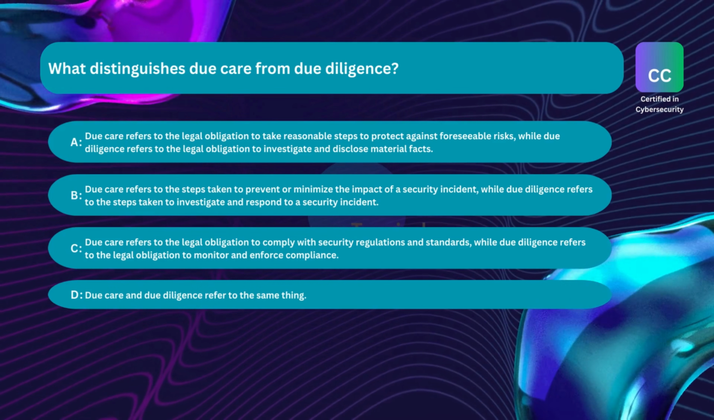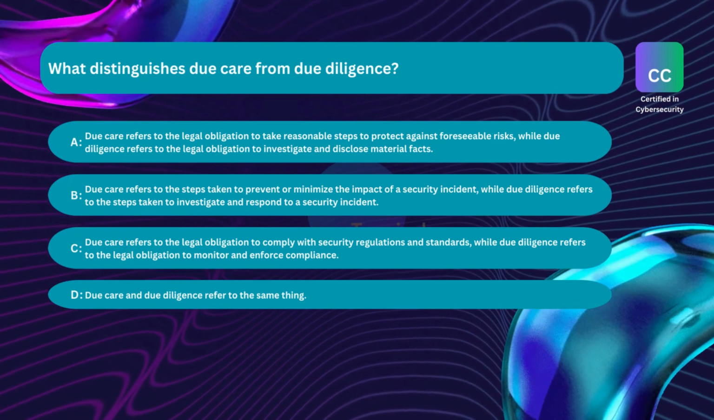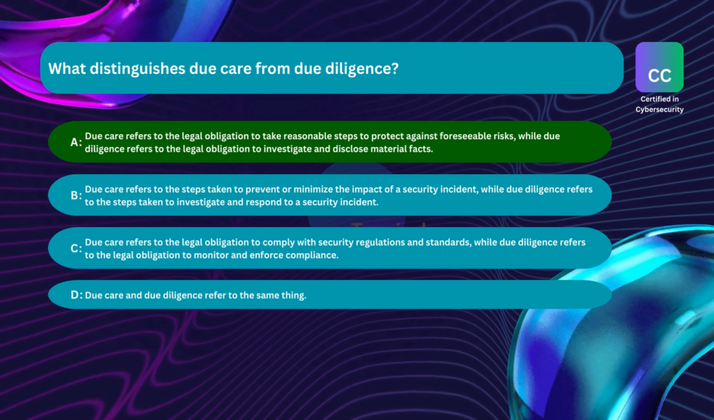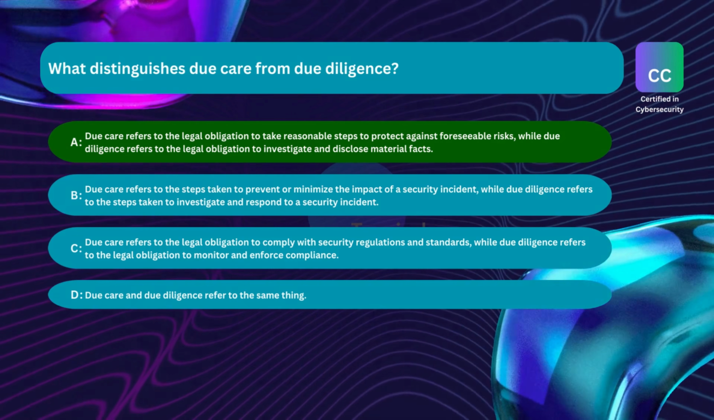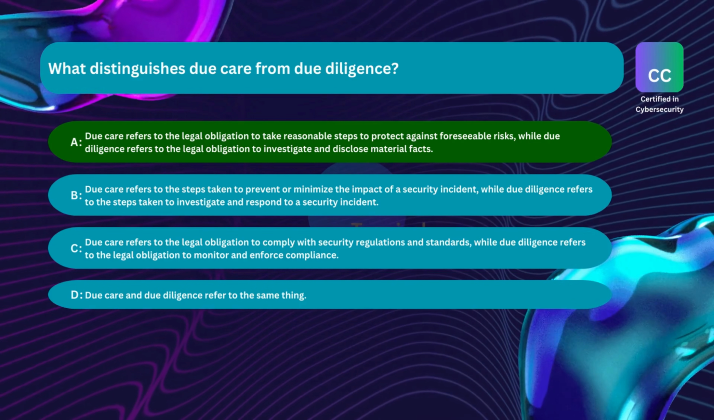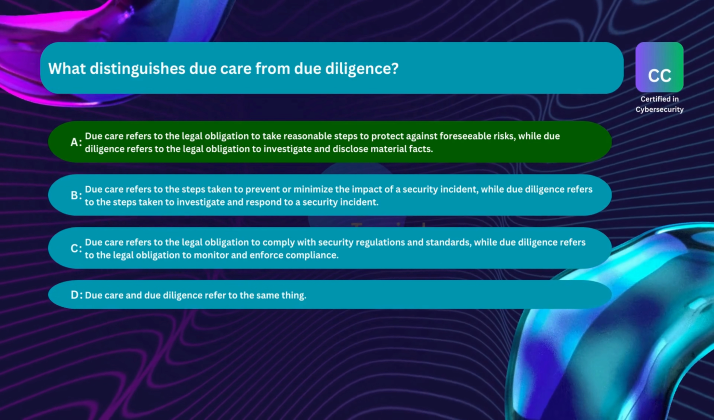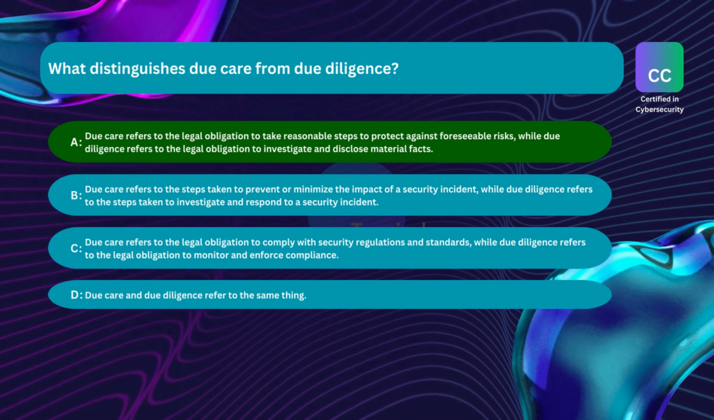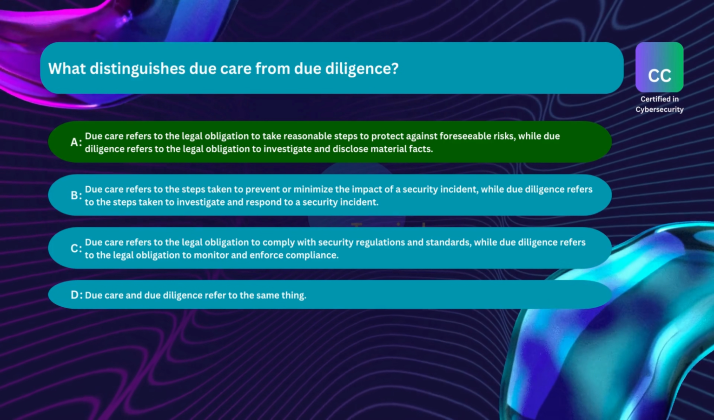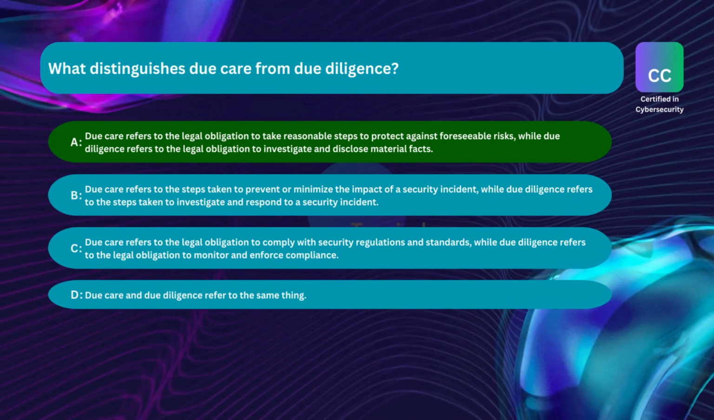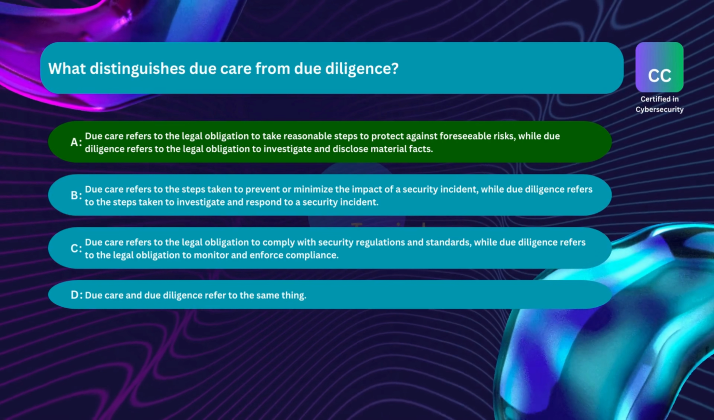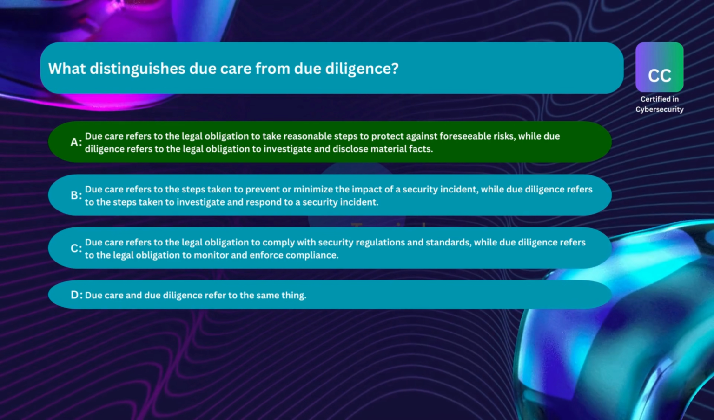Option D, due care and due diligence refer to the same thing. The correct answer is option A, due care refers to the legal obligation to take reasonable steps to protect against foreseeable risks, while due diligence refers to the legal obligation to investigate and disclose material facts. Due care and due diligence are legal concepts related to the responsibilities of organizations and individuals to protect against risks and comply with regulations and standards.